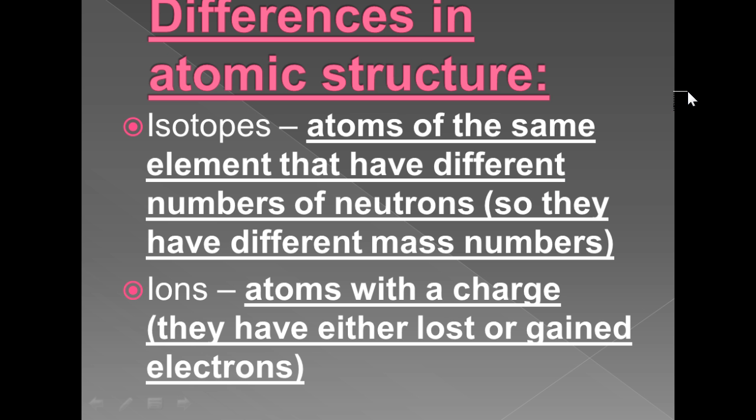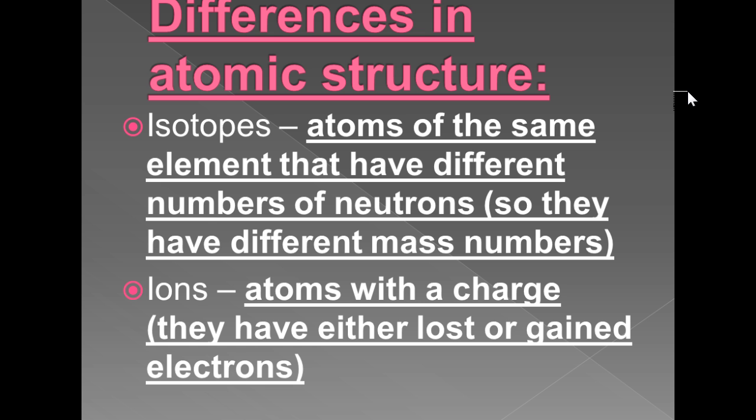So we're going to go through a couple definitions here. Differences in atomic structure. So an isotope is an atom of the same element that has different numbers of neutrons. So those carbons we were talking about earlier, they're both carbon. They have the same atomic number, but they have different masses. That means they have different numbers of neutrons.